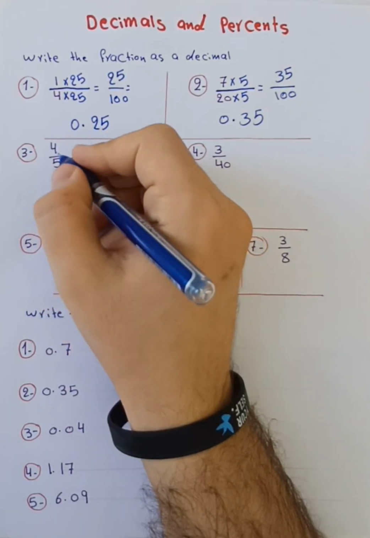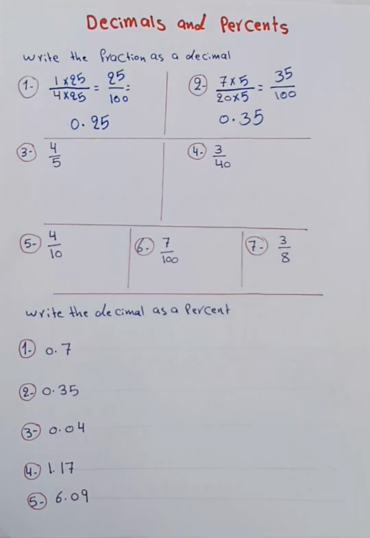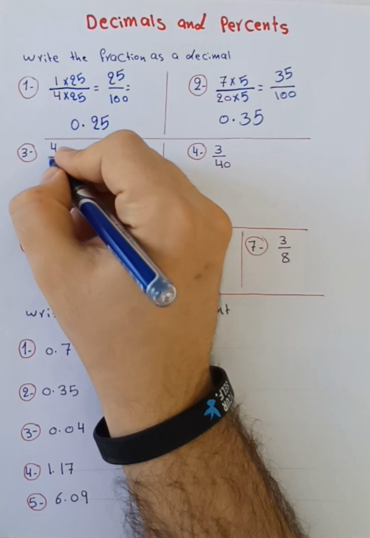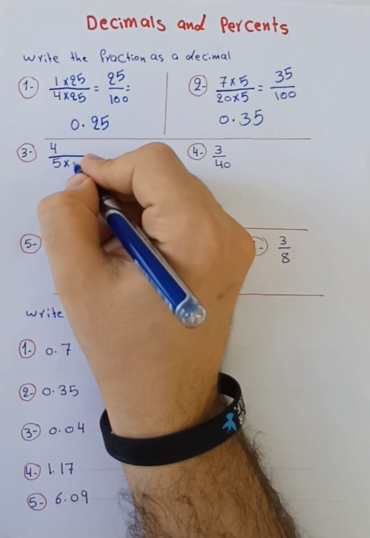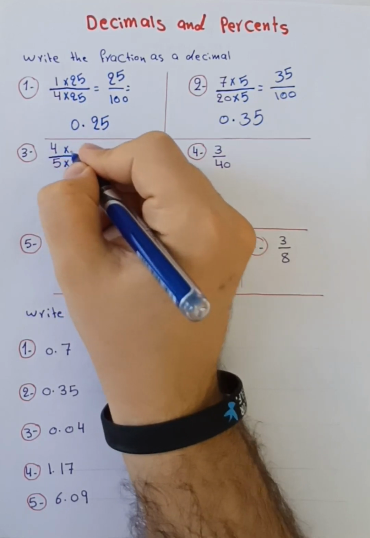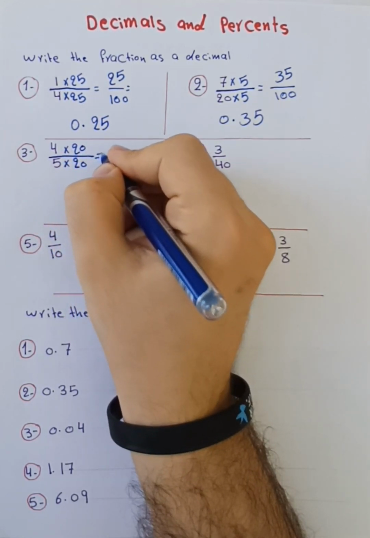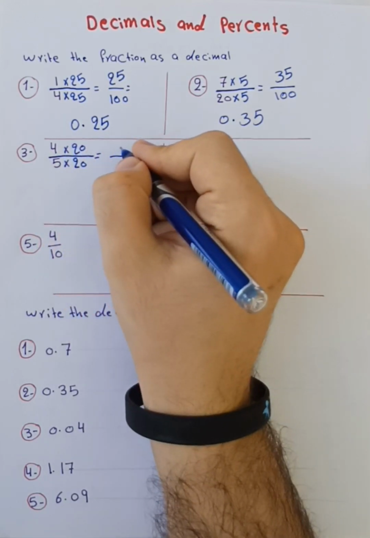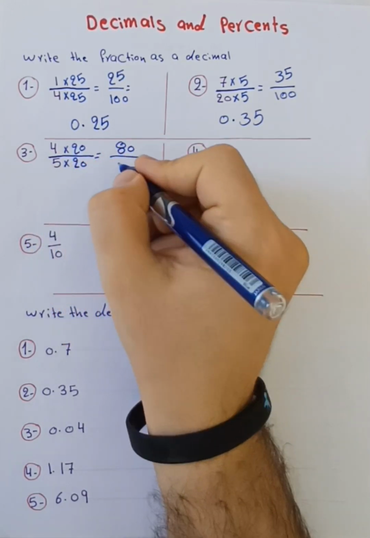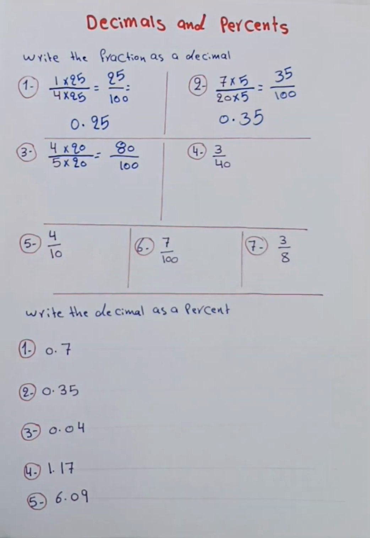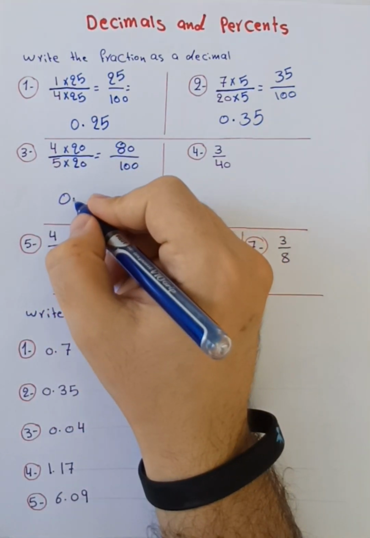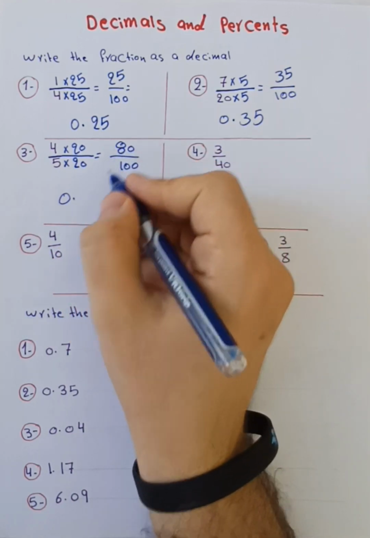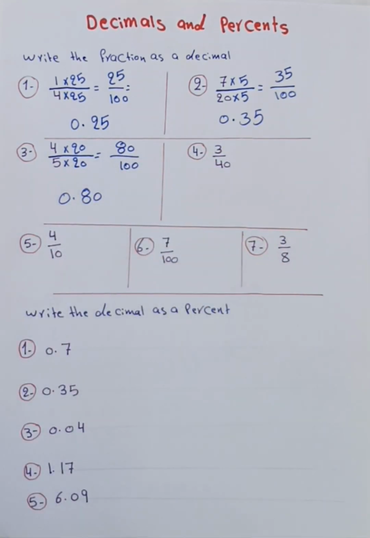Example number 3, we have 4 out of 5. You can use the multiplication way: 5 multiplied by 20 changes to 100. 4 times 20 is 80. 5 times 20 is 100. And then the whole number is 0 point. And after this point, we should have two numbers. 80 is two numbers. 0.80.